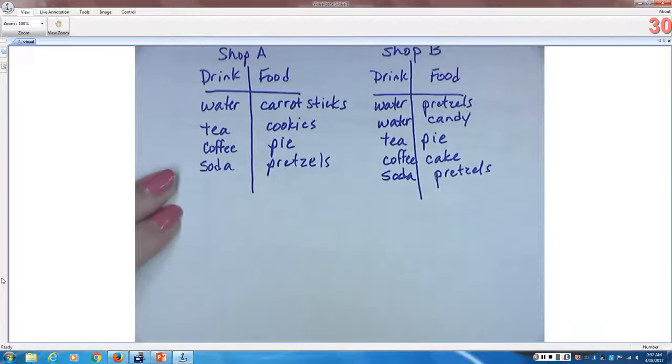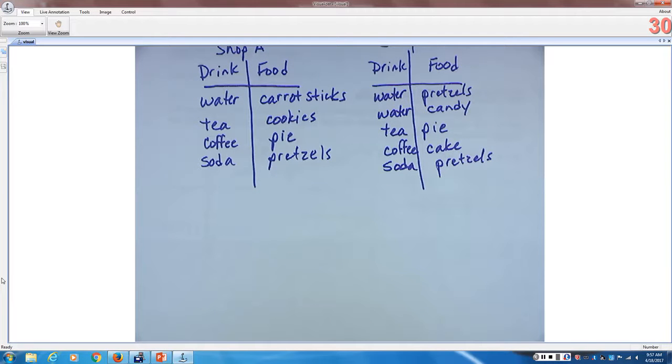Which of those two food shops is a function? You're allowed to pick two things off the menu for a snack: one drink, one food. Which one is a function, partially? You think B is a function?